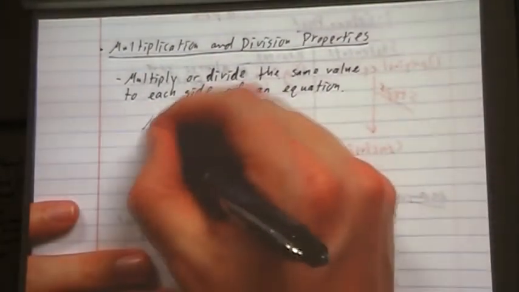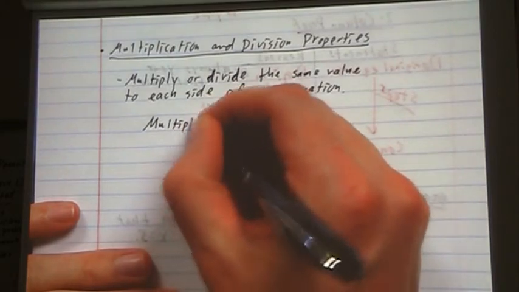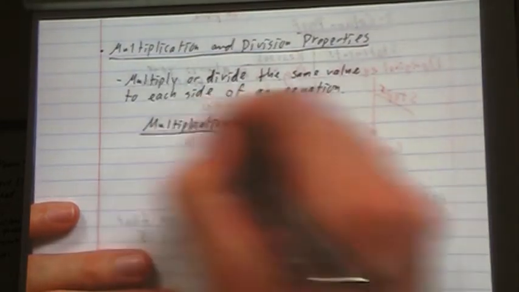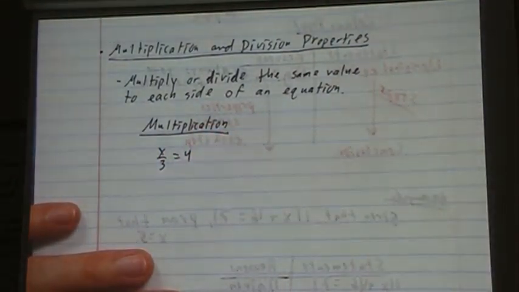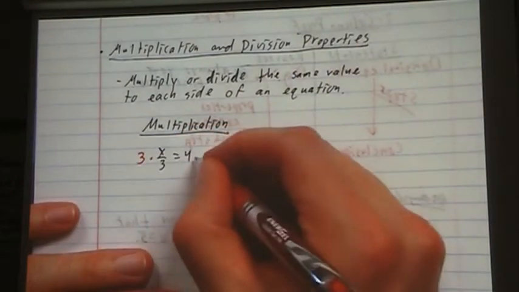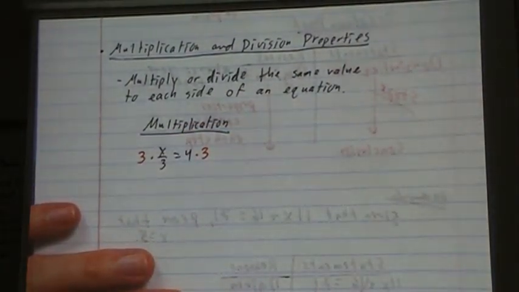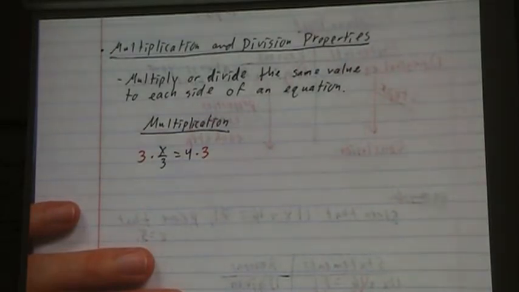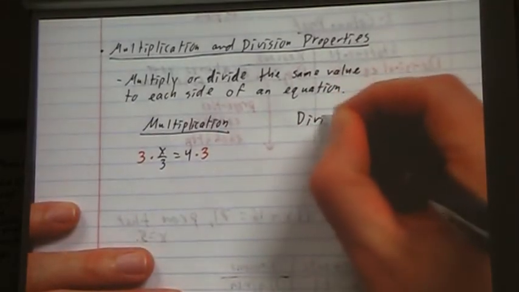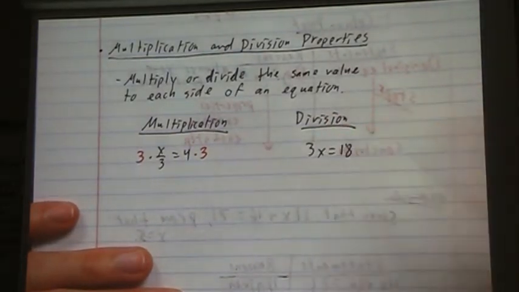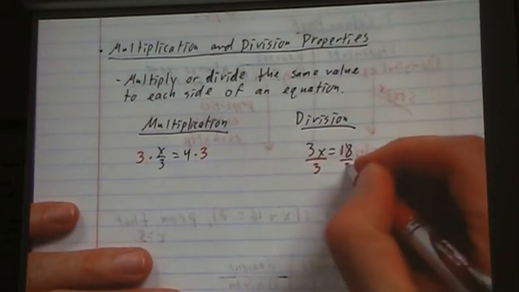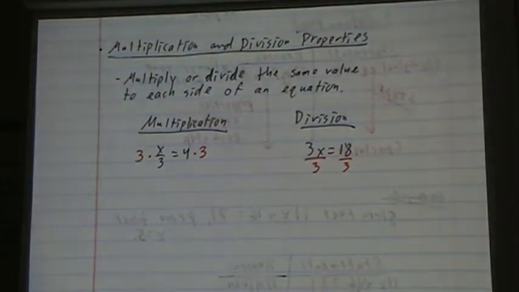So multiplication could look like this. If we got something like x over 3 equals 4, the multiplication part would be timesing both sides by 3. We want to do that to isolate our x. Or with division, we'd go 3x equals 18 and divide both sides by 3. That would be your division property or division property of equality, depending on how you want to do that.